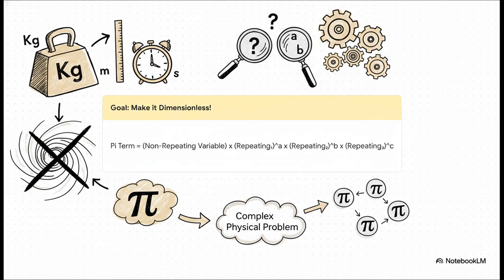So how do we actually find them? Well, step 5 is basically a puzzle. We combine our variables and we raise them to certain powers, those little a, b, and c exponents you see there. The whole goal is to choose those exponents so that all the units, kilograms, meters, seconds, all of them completely cancel each other out, leaving us with a pure, perfect, dimensionless number.